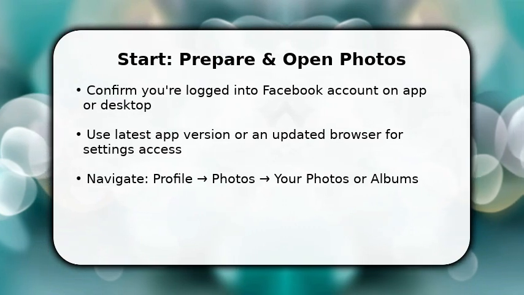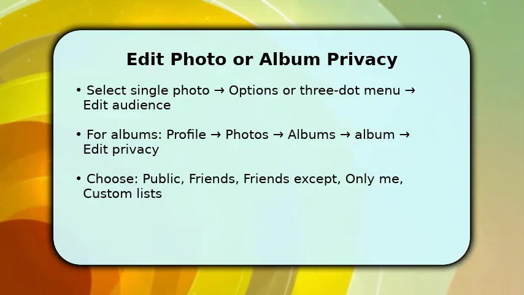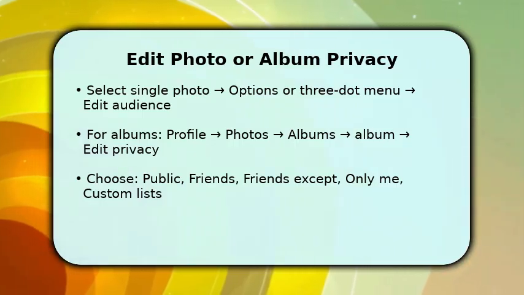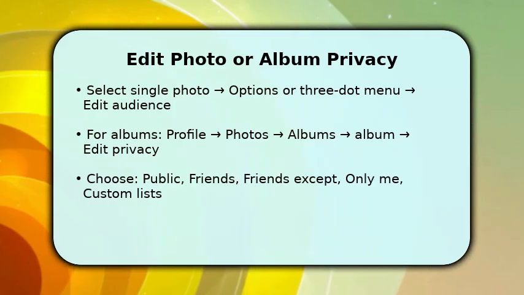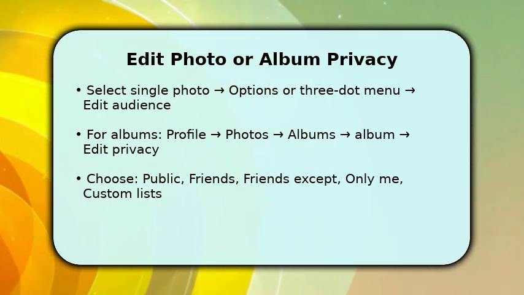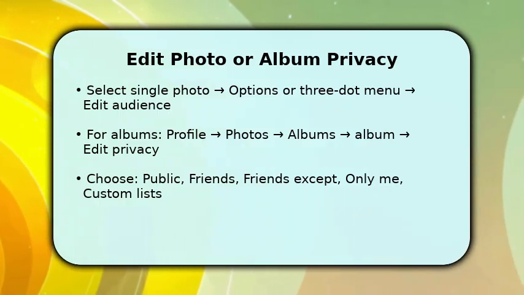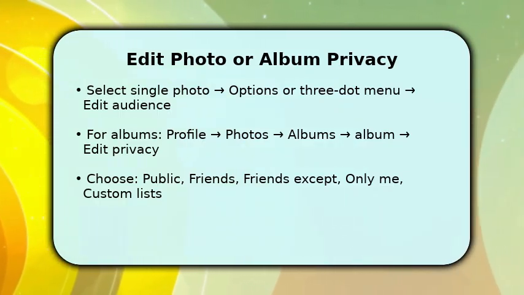You'll change who sees each item. Open a photo, tap the three-dot menu or Options, then edit Audience to pick Public, Friends, Except, Only Me, or Custom. For albums, go to Albums, open the album, choose Edit Privacy, and apply the audience to the whole album. That updates every photo inside. Once set, Facebook updates immediately.